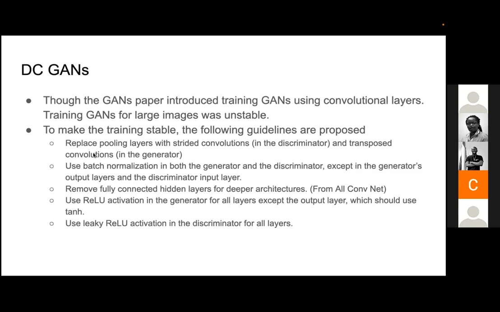I don't have much explanation on DC GANs. The only thing I understood about DC GANs is that when you're training convolutions, GANs are unstable. So to make them stable, we actually change some small portions of the generator.